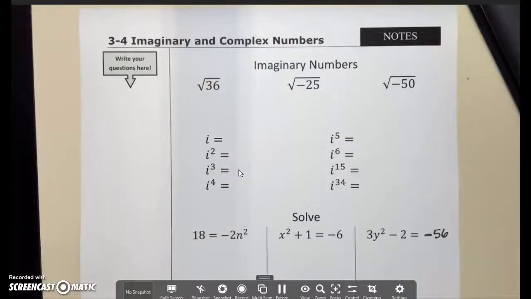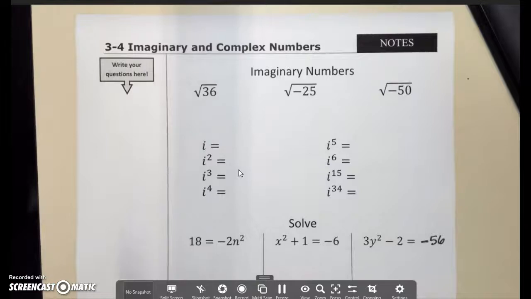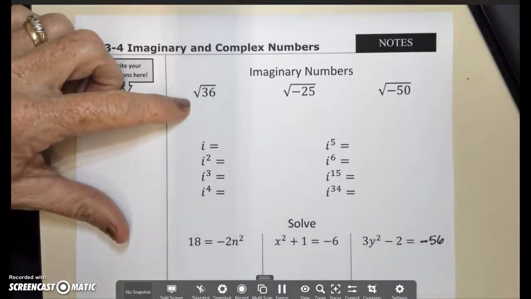Alright, so today we are on 3-4, imaginary and complex numbers. If you had me for Algebra 2, you remember me always saying you can't take the square root of a negative number until Algebra 2, so today is that day. So let's do square root of 36.